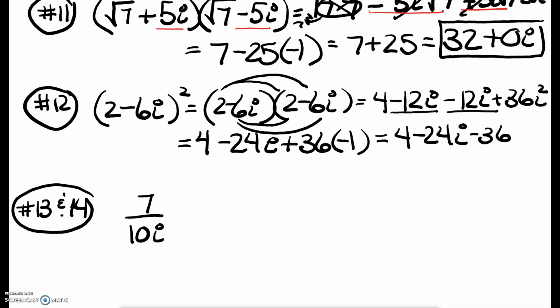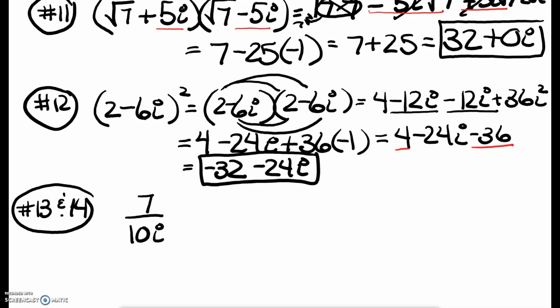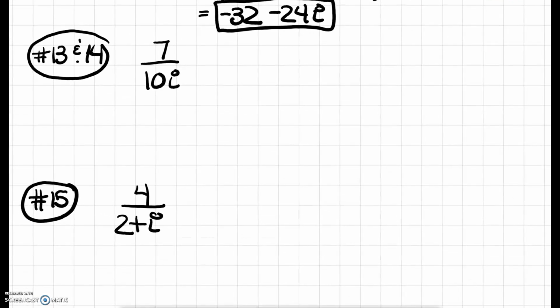So now I have to combine more like terms. So sometimes you have to look more than once to combine like terms. 4 minus 36 is a negative 32 minus 24i. Final answer. All right, so now when we divide, we multiply by what's called the complex conjugate.